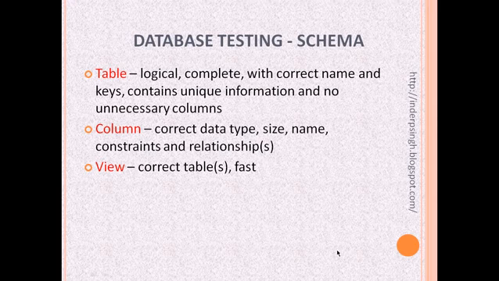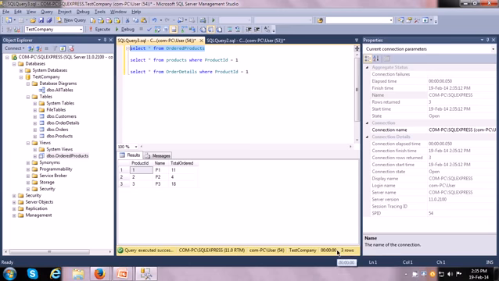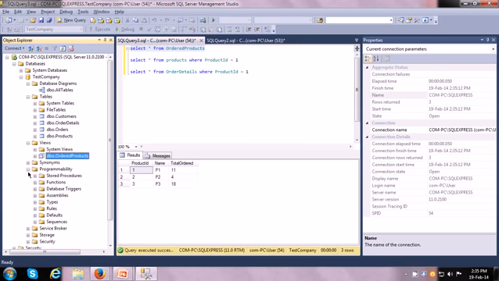Now let us move on, and next we can test the schema objects: stored procedures, functions, and triggers. Here what we need to test is that the logic is correct, the outputs are correct, and it is fast. So let us run a stored procedure. There is a stored procedure called delete customer.